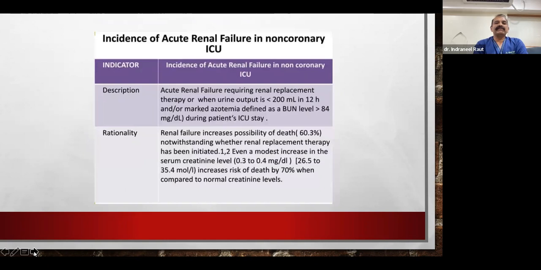So, incidence of acute renal failure in a non-coronary ICU unit. We first have to define what we mean by acute renal failure. It is any acute renal failure requiring renal replacement therapy, or when the urine output is less than 200 ml per hour, or when the azotemia or blood urea is more than 84 during the patient's ICU stay. Why has this been taken up? Because if there is a renal failure, the mortality increases to almost 60%, whether renal replacement therapy has been initiated or not. That's why this parameter has been included as an indicator. And even a modest increase in creatinine level from 0.3 to 0.4 increases the risk of death by 70%.